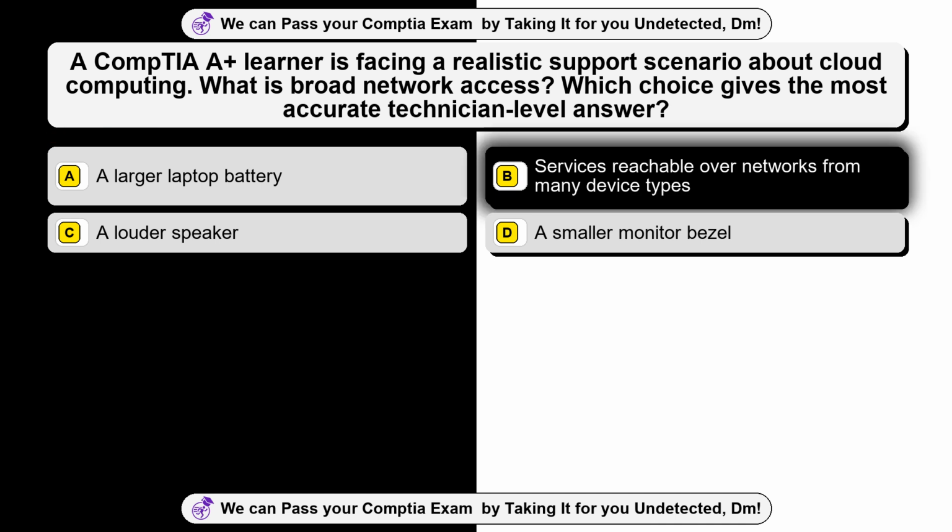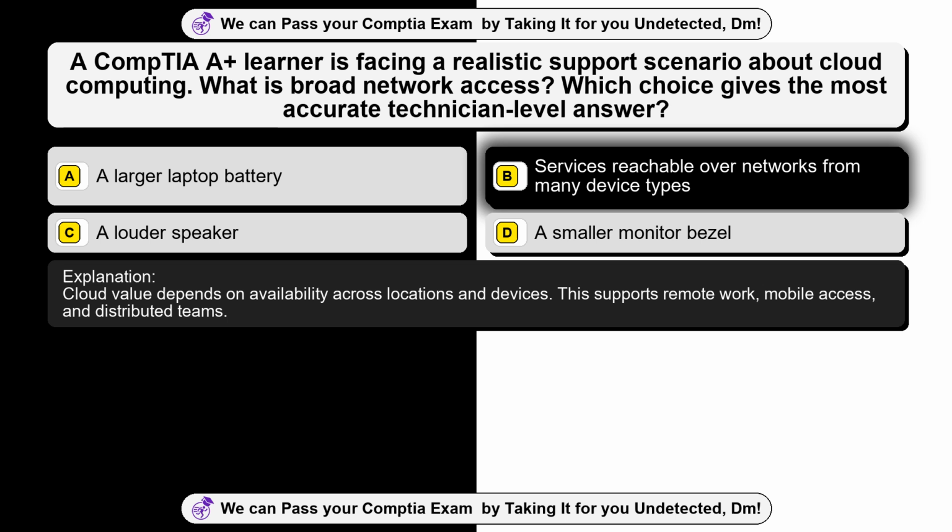The correct answer is option B, services reachable over networks from many device types. Cloud value depends on availability across locations and devices. This supports remote work, mobile access, and distributed teams.